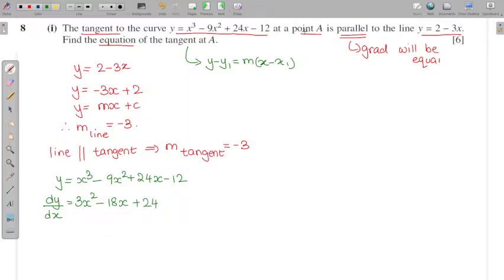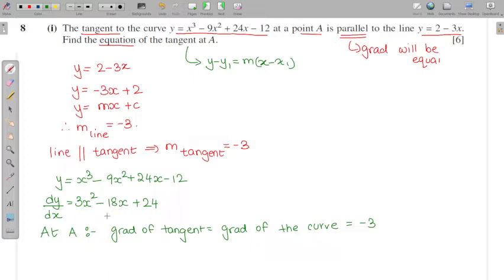Okay, so at point A, the gradient of the tangent is minus 3. So whatever is the gradient of the tangent at that point, for the curve, it should have the same value of gradient. That means at point A, the gradient of the tangent is equal to the gradient of the curve, and that should be equal to minus 3. Okay, so dy by dx is actually giving us the expression for the gradient of the curve.